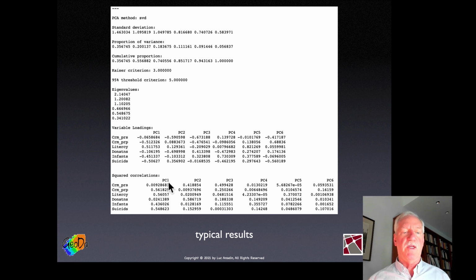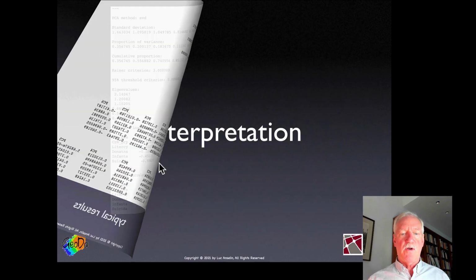And for example, here we see that crimes against property, literacy, infants, and suicides are pretty highly loaded, but crimes against persons are not, and neither are donations. These are squared, so there are no signs. Here the signs depend on the method that is used. And recall that it's arbitrary, so the minuses could become pluses and vice versa. So now let's take a closer look.